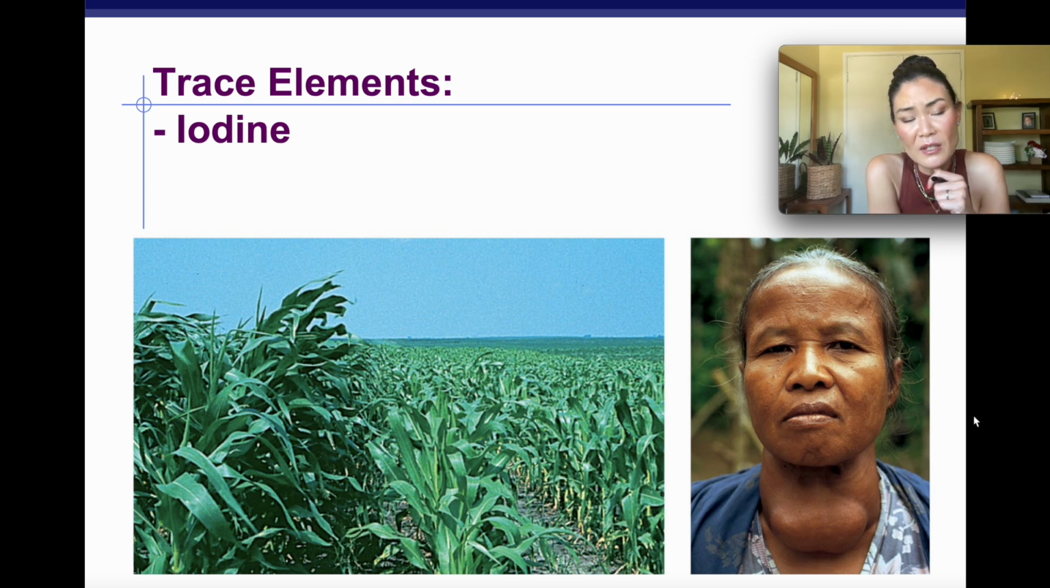Iodine can be found in iodized salt. So when you go to the supermarket, salt is oftentimes supplemented with iodine. Or if you eat seafood, seafood is a natural source of iodine. Next slide.